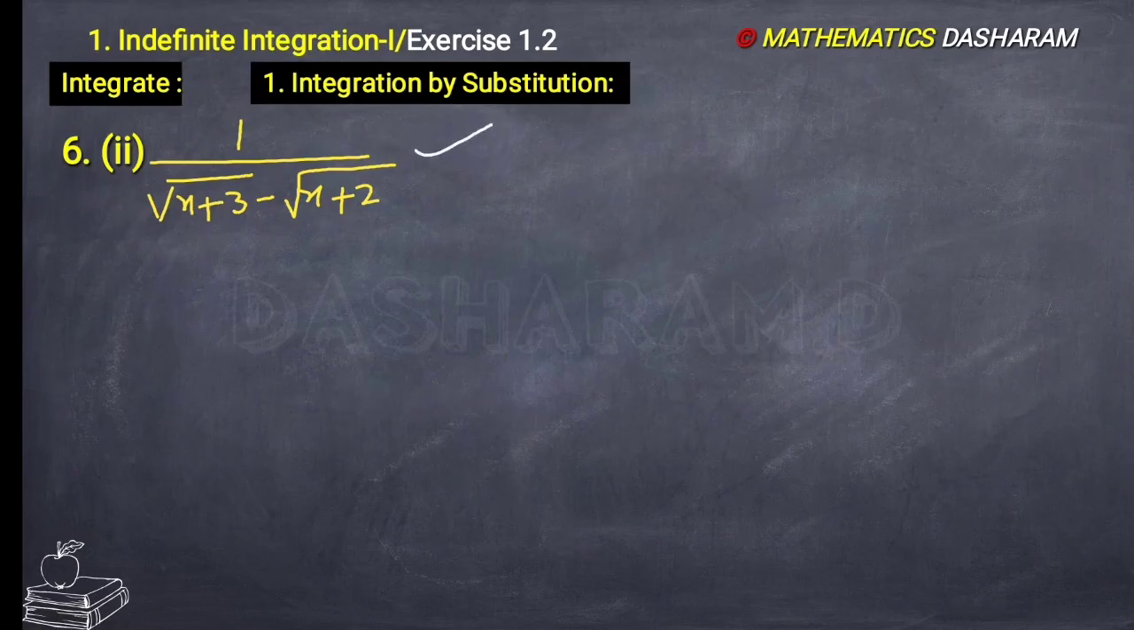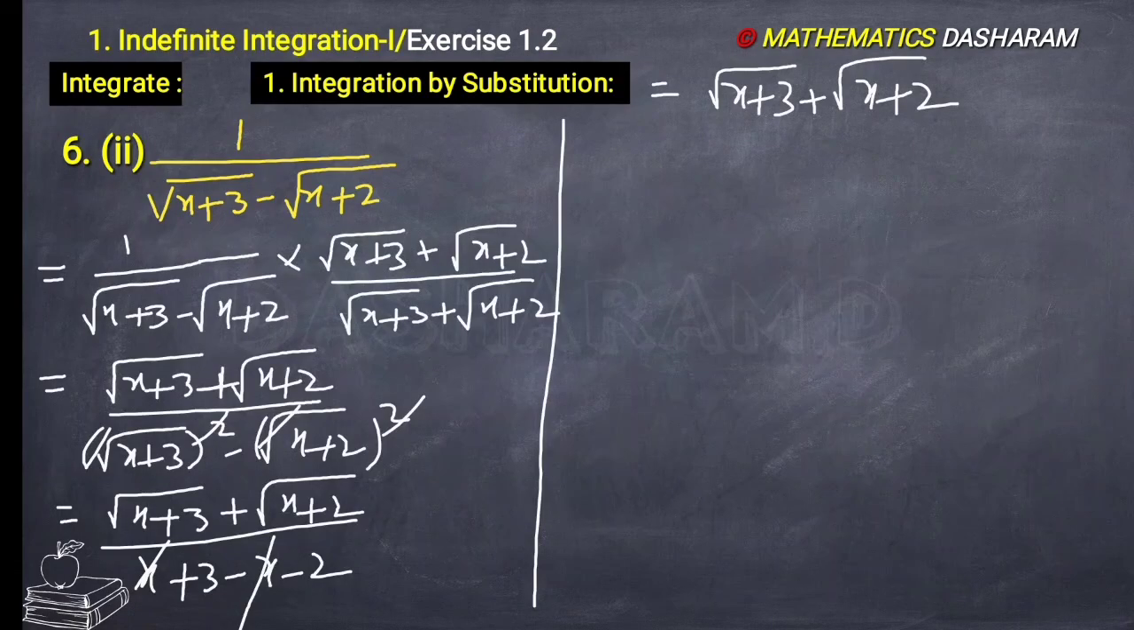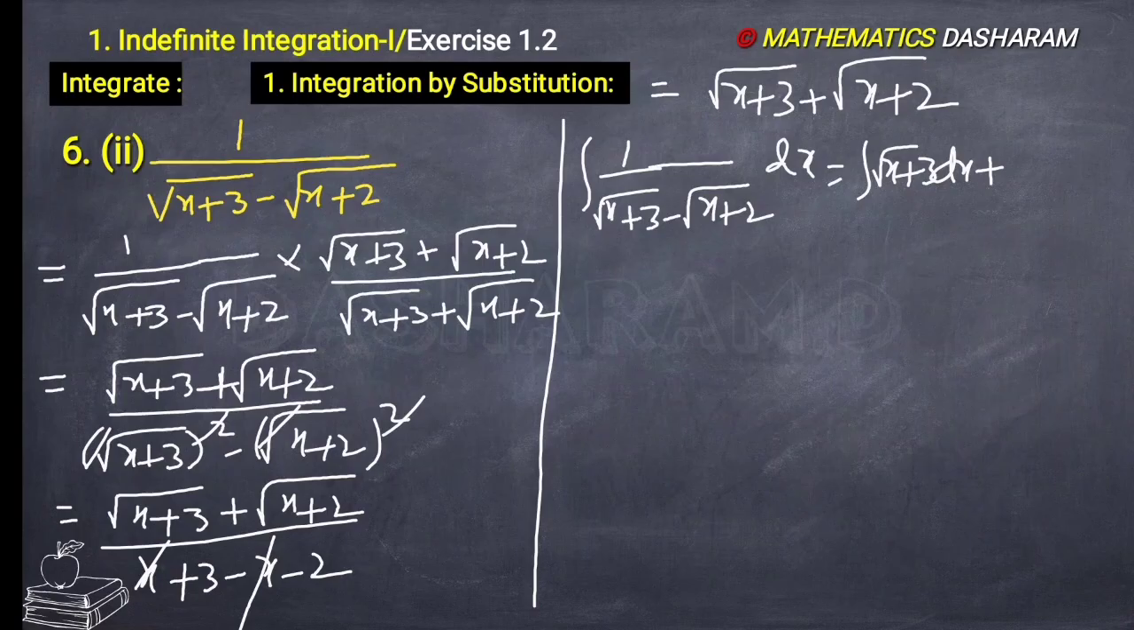Second question, 1 by under root x plus 3 minus root x plus 2. So its simplification is root x plus 3 plus root x plus 2. Now apply the integration for the given question. So the integration of root x plus 3 dx and the integration of root x plus 2 dx.